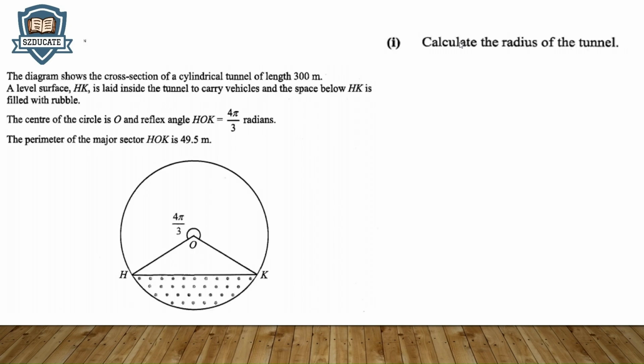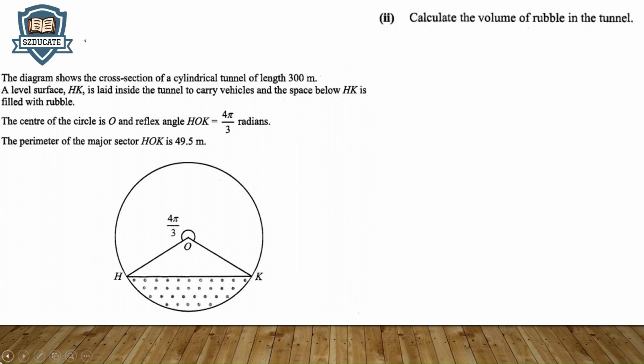Okay, the following question comes from an exam paper. The diagram below shows the cross section of a cylindrical tunnel of length 300 meters. A level surface HK is laid inside the tunnel to carry vehicles, and the space below HK is filled with rubble. The center is O and the reflex angle is 4 pi over 3 radian. Perimeter of the major sector. So at first glance, this actually is a radian type of question.